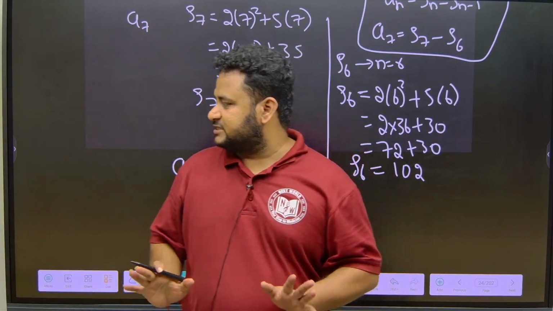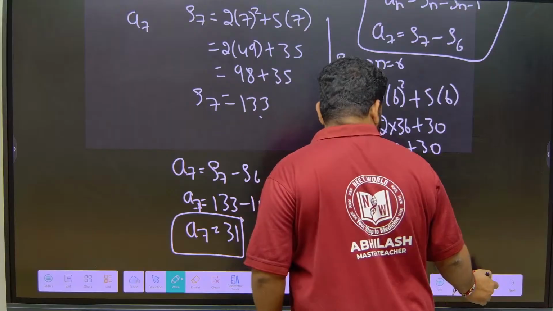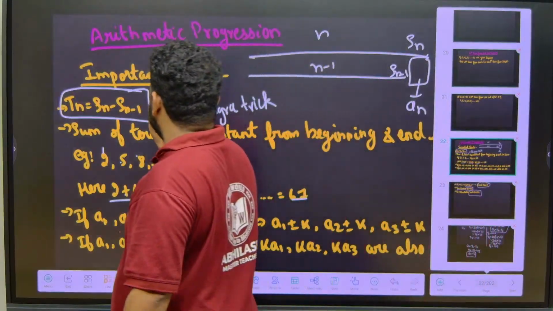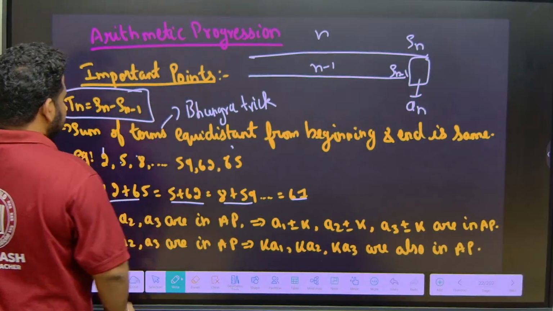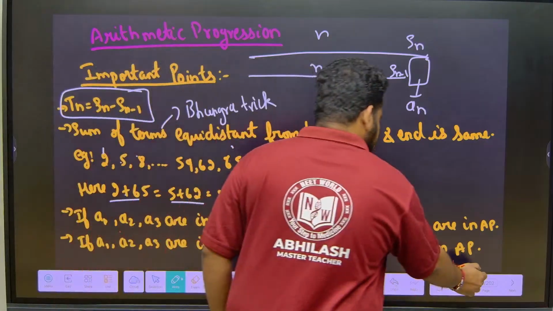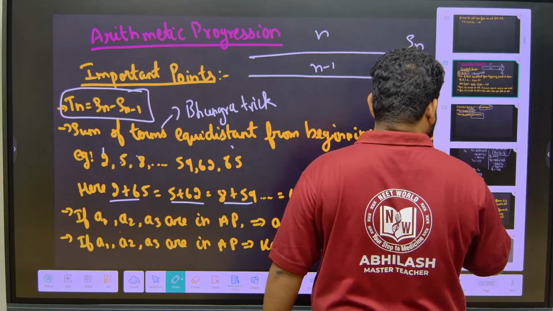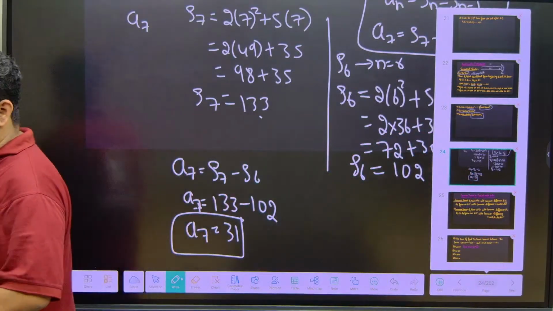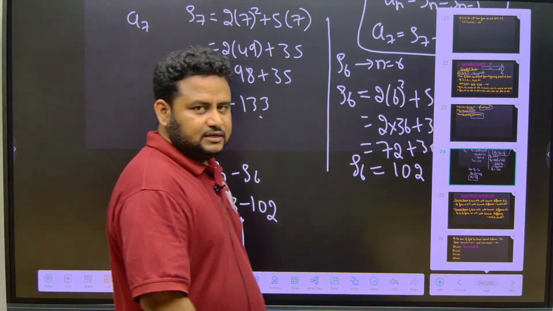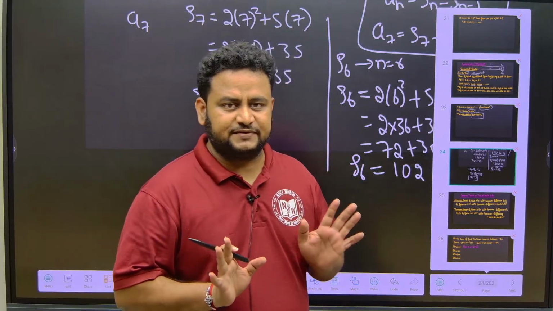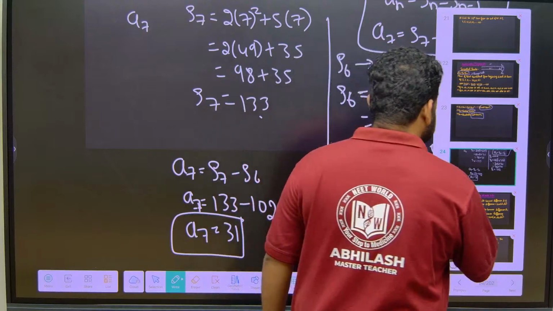Okay, so very simple question. What is the property that we used? The first property I told you when I discussed the important points for AP. This is the property that we used in this question to get the answer. Clear? So An is equal to Sn minus S of n minus 1. That is the approach that we used to solve this question. So let us proceed further.